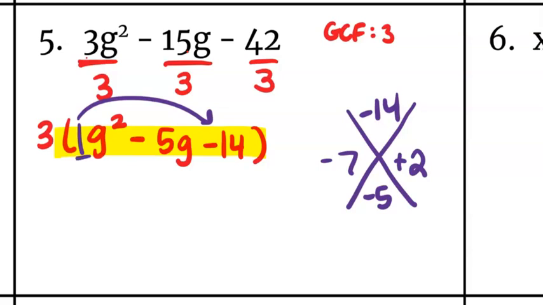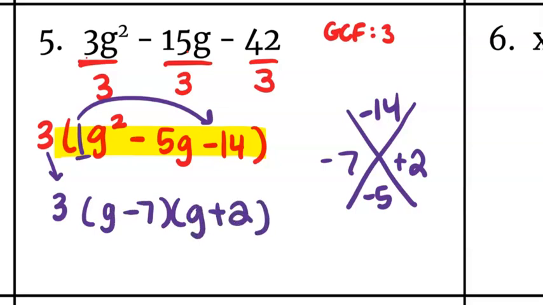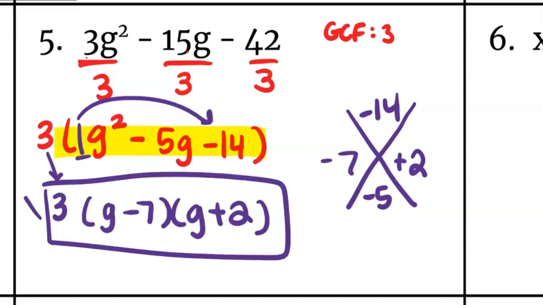Again, my a was 1, so I don't need a box, but I do need to make sure I keep my GCF. So the 3 needs to stay out front. So then you have 3 times G minus 7 times G plus 2. Because remember, you want this answer to multiply back to give you the original problem. So that's why that 3 needs to be there, so that it multiplies into whatever you get from G minus 7 times G plus 2 to give you your 3G squared minus 15G minus 42.